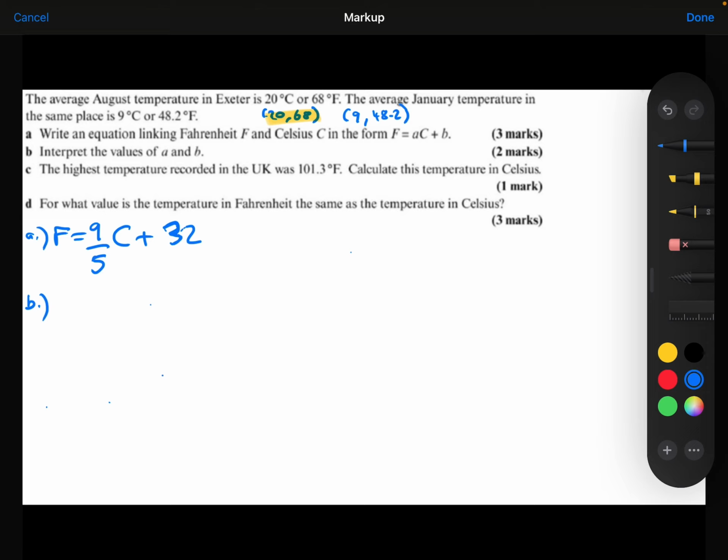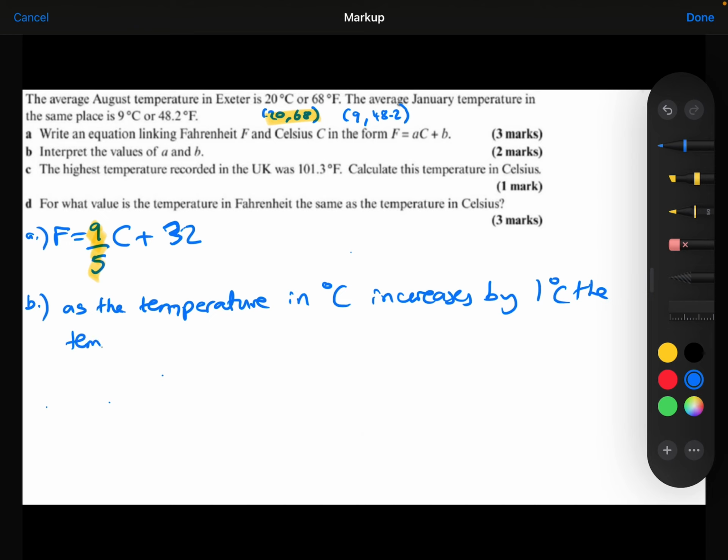Part B. Interpret the values of A and B. Well, remember, A is the equivalent of my gradient. So what that's saying is as the temperature in Celsius increases by 1 degree, the temperature in Fahrenheit will increase by 9 over 5, or 1.8 degrees Fahrenheit as a decimal.